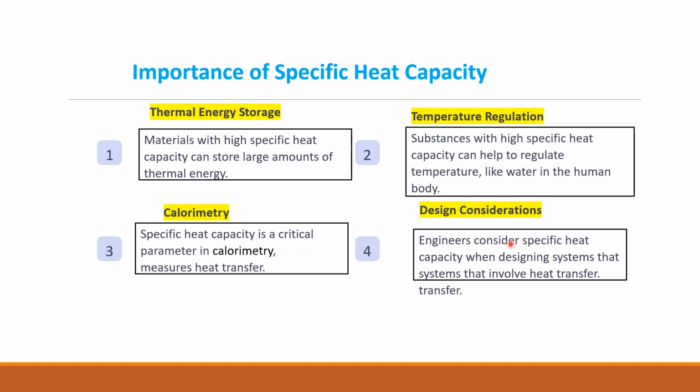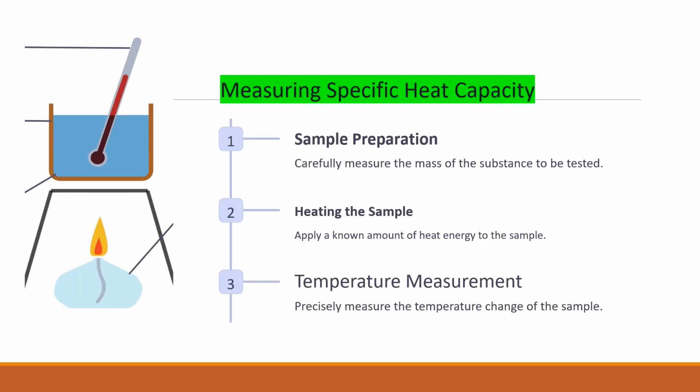The next one is design considerations. Engineers design different systems or different machines. That design is carried out using different materials, and they choose the materials based on their specific heat. Engineers consider specific heat capacity when designing systems that involve heat transfer.